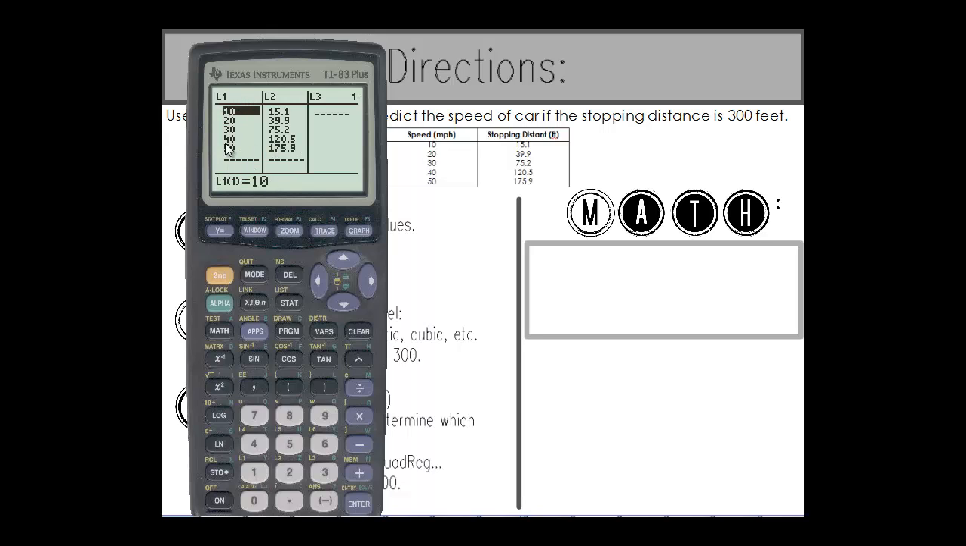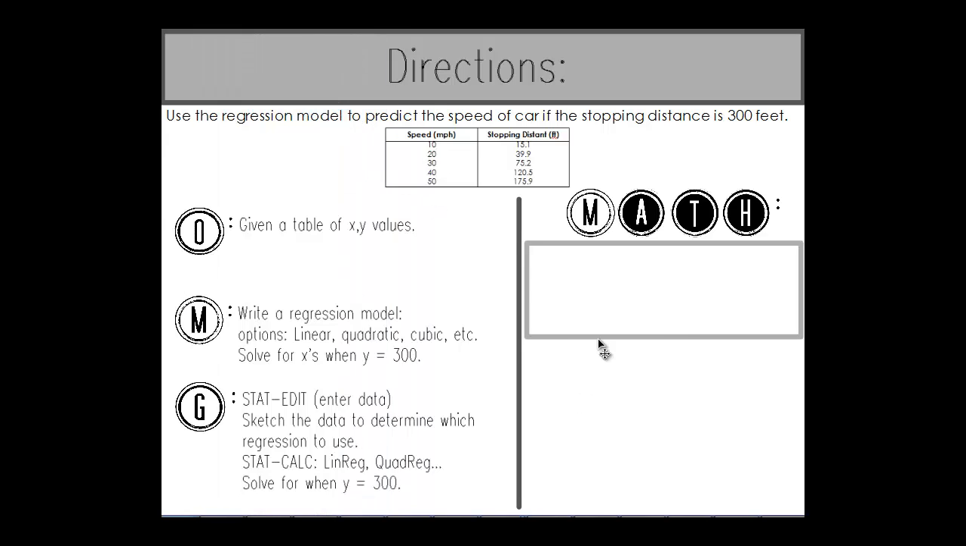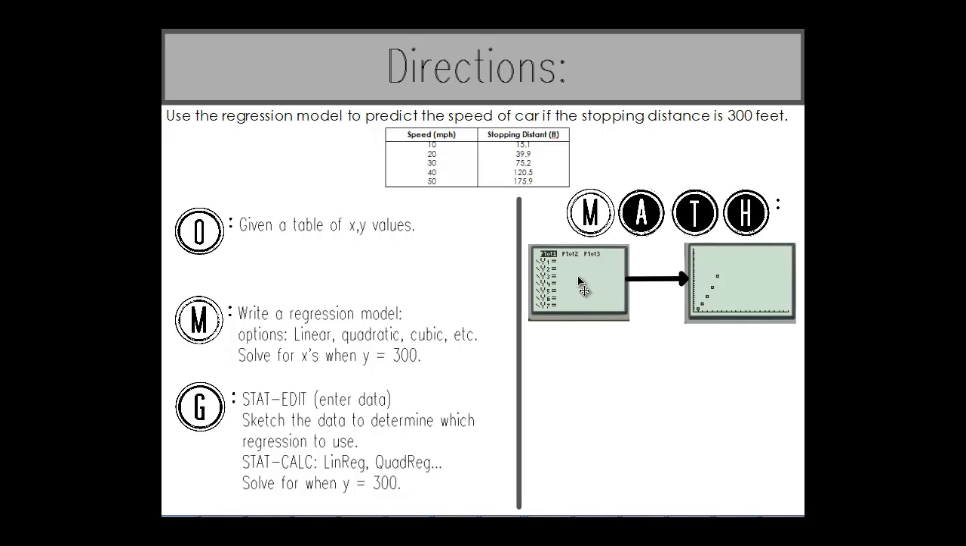Once we have our points here, we're going to go to y equals and put our plot on. Once we have our plot on and we graph it, we will see that we're given these points that are following a quadratic model, so we know that we are going to be creating a quadratic regression.